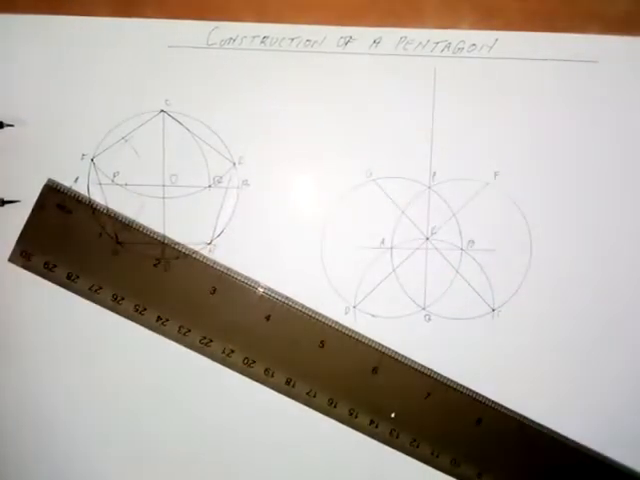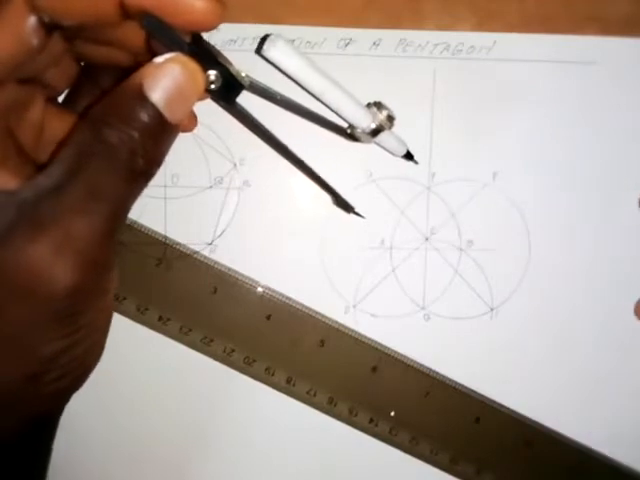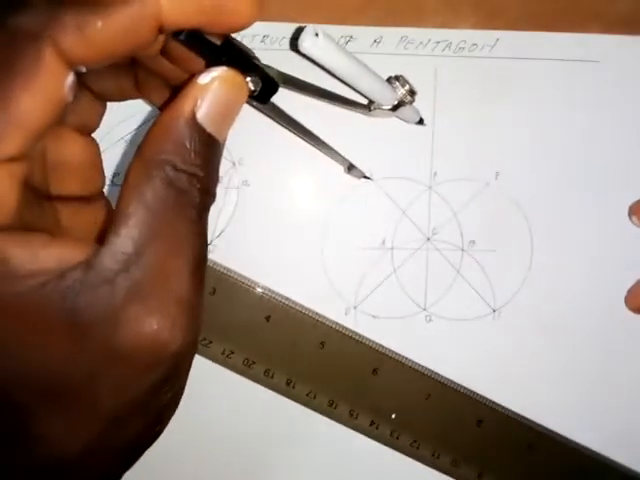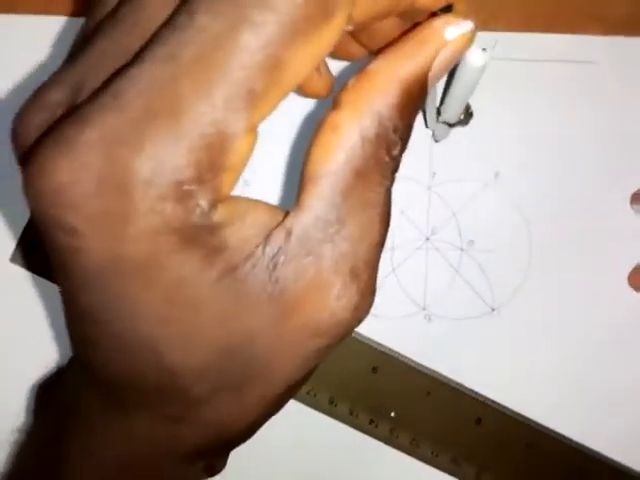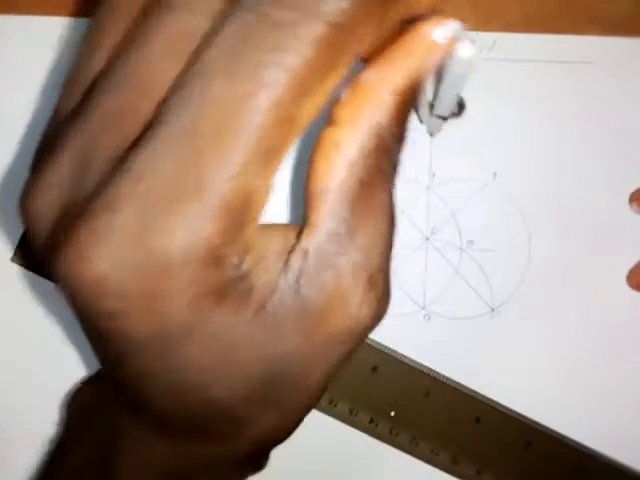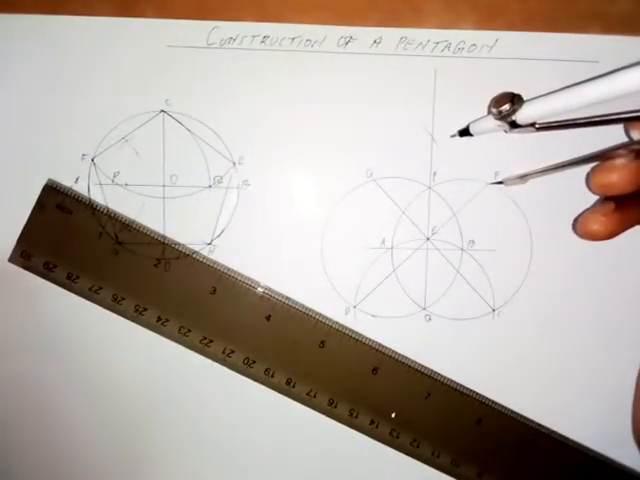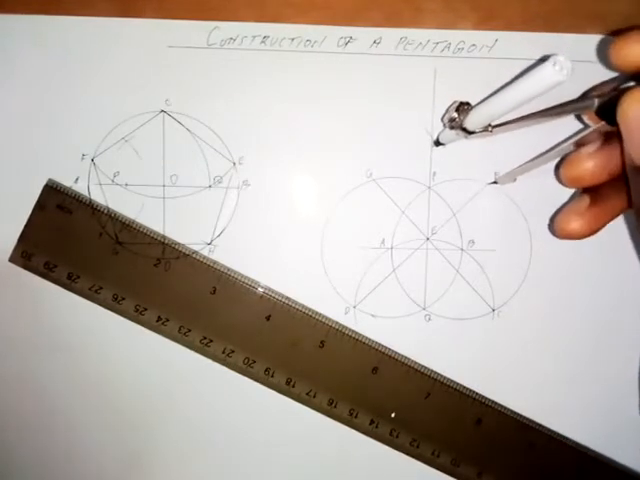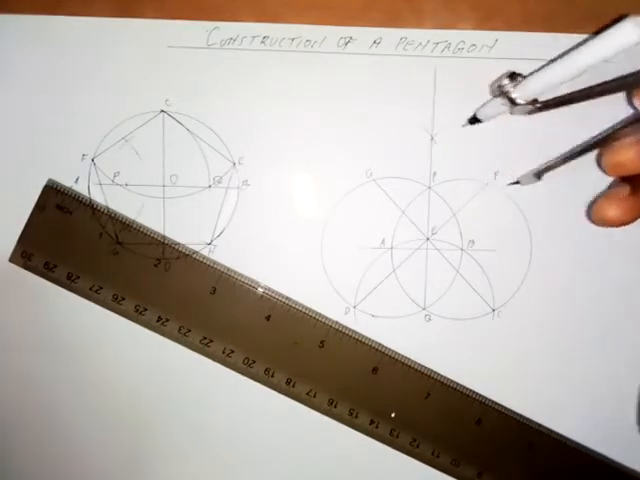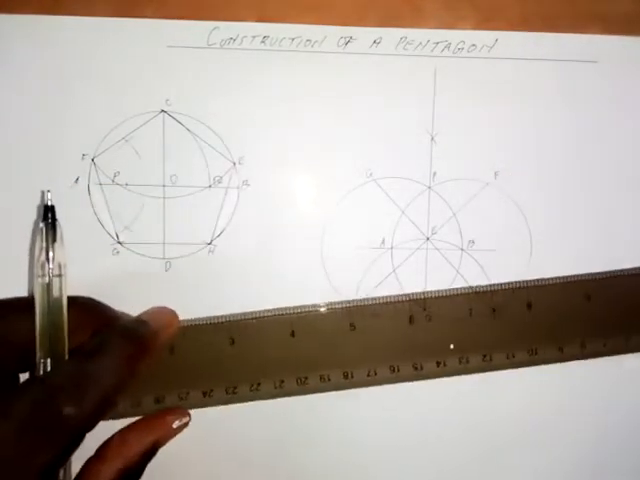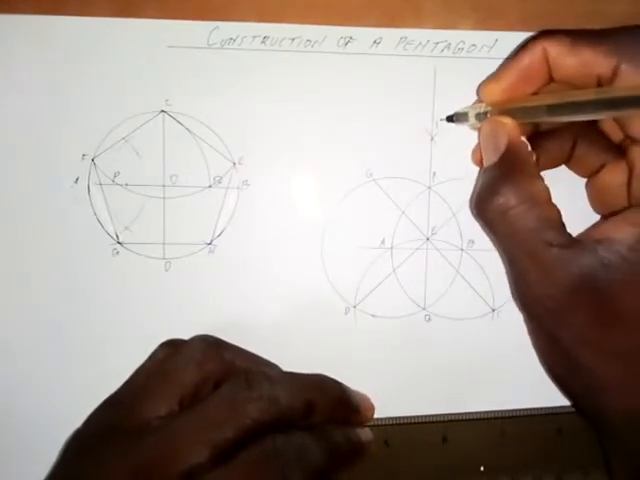Okay, with the same radius that we used, which is 30 mm, the length of the side of the pentagon, put that at point G and make an arc on this line. Then bring that same radius to point F and draw an arc on this line here. Let's call this point H.